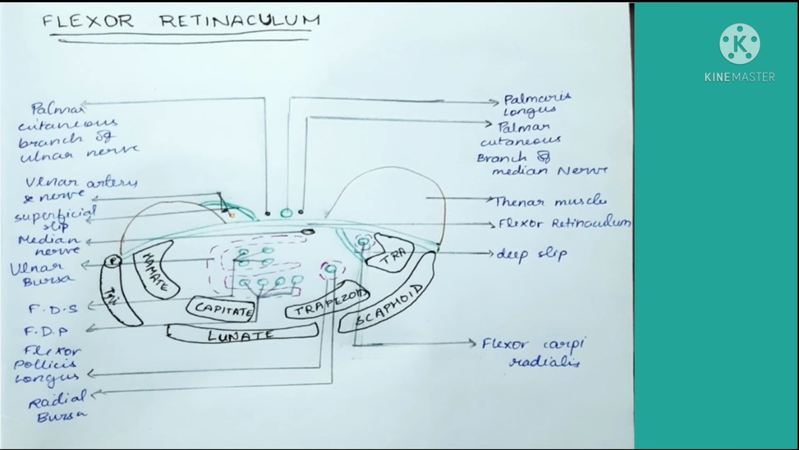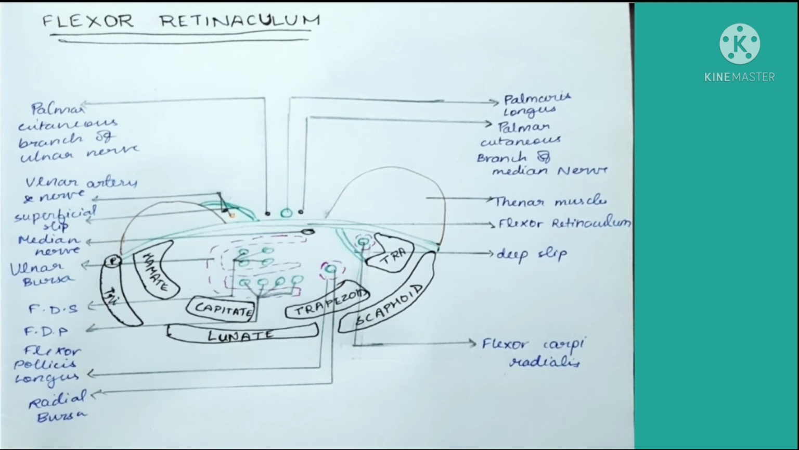Now going to the structures that pass below the flexor retinaculum through the carpal tunnel. The most important structure here is the median nerve. The median nerve passes below the flexor retinaculum, but it gives off a palmar cutaneous branch which passes above the flexor retinaculum. And also the flexor retinaculum has a deep slip. Through the deep slip, the flexor carpi radialis passes through. So the flexor carpi radialis also passes below the flexor retinaculum.